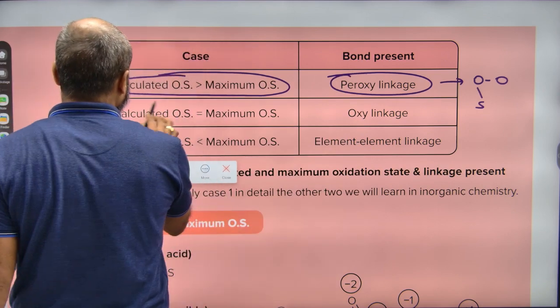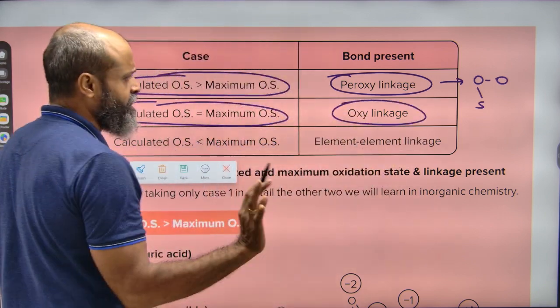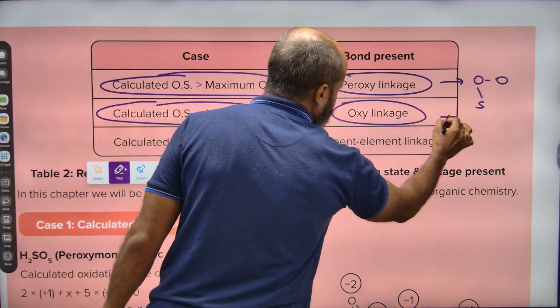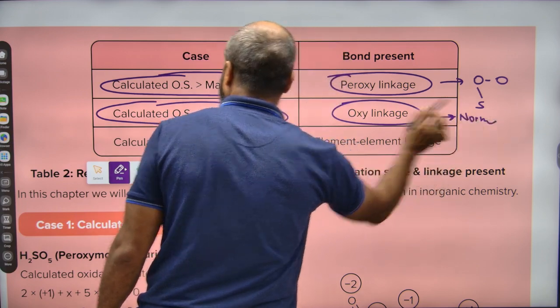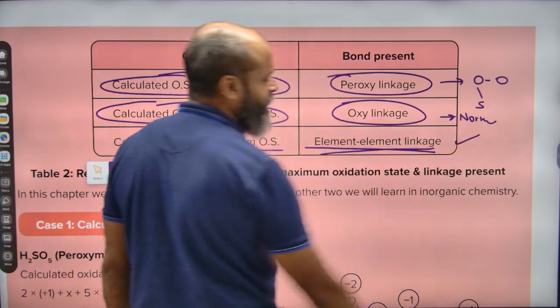Okay, so then we have calculated oxidation state is equal to maximum oxidation state. This is basically oxy linkages, which is normal. And then we have calculated oxidation state lesser than the maximum oxidation state. This is element to element linkages.